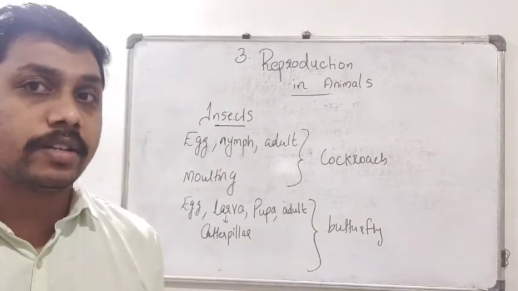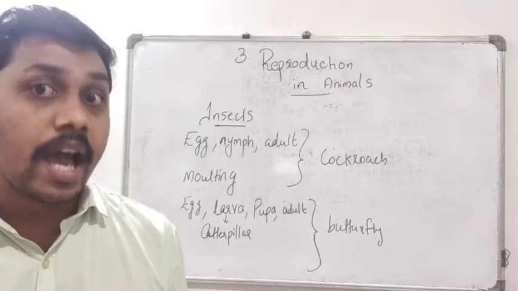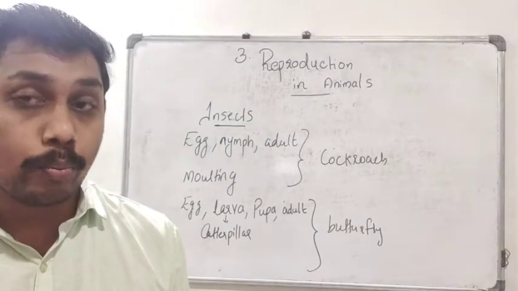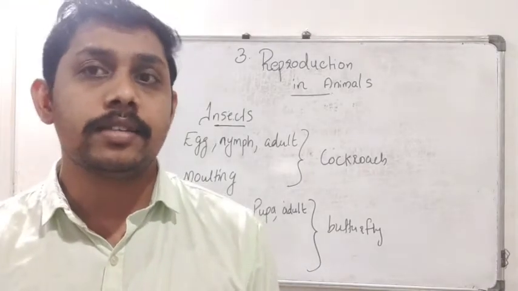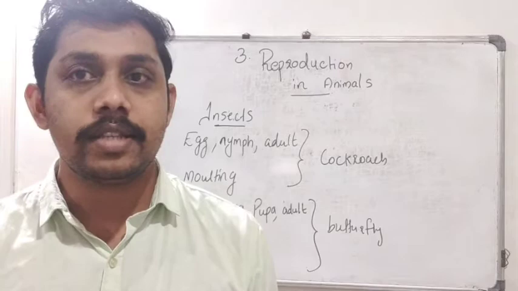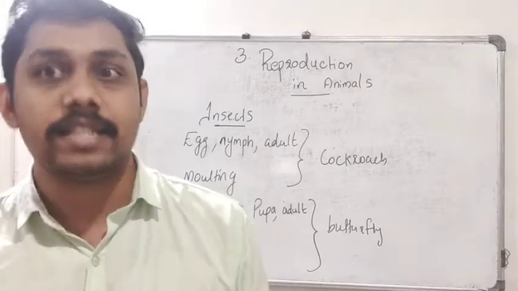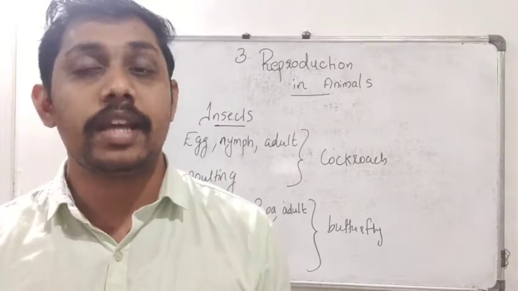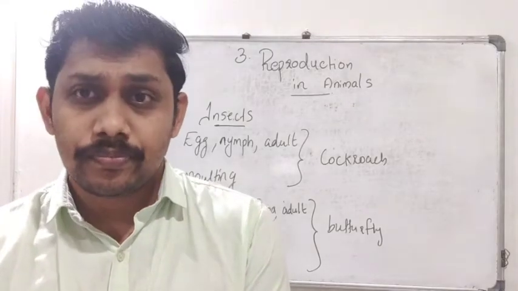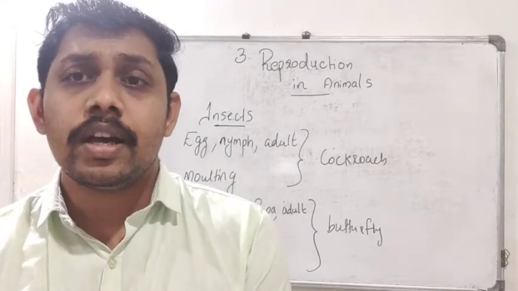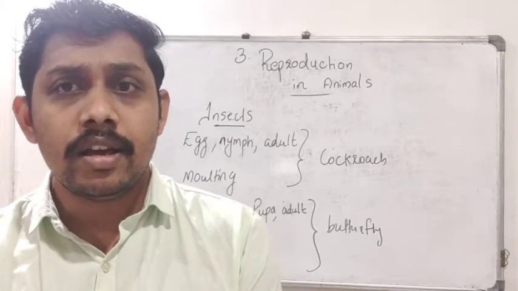And in the case of the butterfly, there are four stages. The first is egg, then larva, pupa, and finally adult. I think you guys remember these things, isn't it? So we have discussed two types of insects, the cockroach and the butterfly. In the case of the cockroach: egg, nymph, and adult.